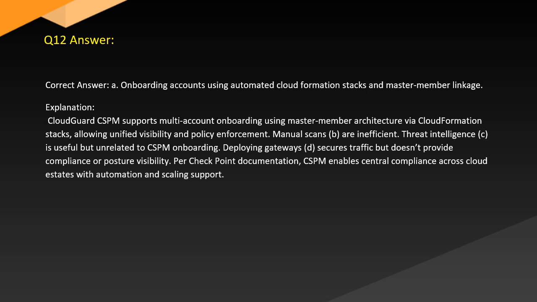Manual scans, B, are inefficient. Threat intelligence, C, is useful but unrelated to CSPM onboarding. Deploying gateways, D, secures traffic but doesn't provide compliance or posture visibility. Per Check Point documentation, CSPM enables central compliance across cloud estates with automation and scaling support.